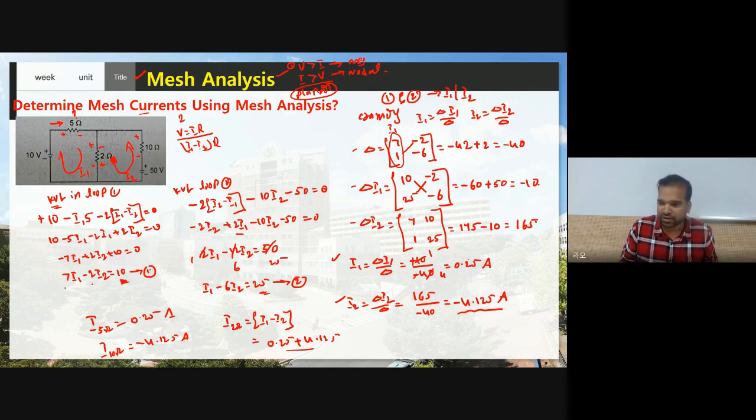Here you get positive 0.25. Therefore, your current direction assumption is correct. Now 0.25 current is coming like this, and 4.125 current is coming like this. These are the positive currents. Whenever you get minus, you need to understand that your assumed current direction is opposite to the actual current direction. I hope you understood how to find mesh currents by using mesh analysis. Thank you so much.